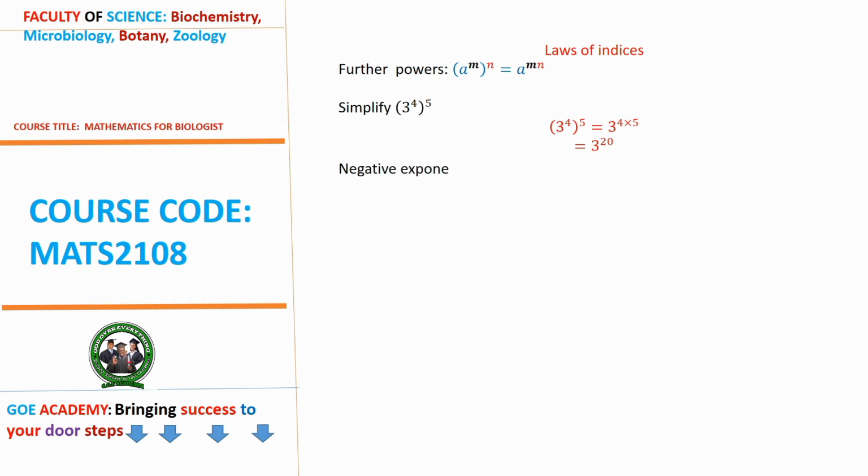So let's look at the law of negative exponents. It states that if we have a raised to the power negative m, it will simply simplify to 1 all over a raised to the power m. So we just take the reciprocal, 1 all over what we had as our expression, and we change the sign of the power.